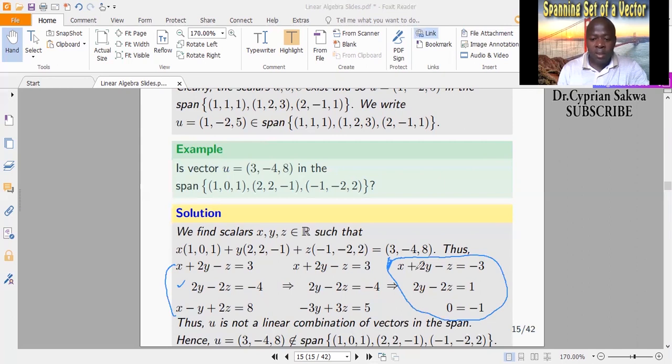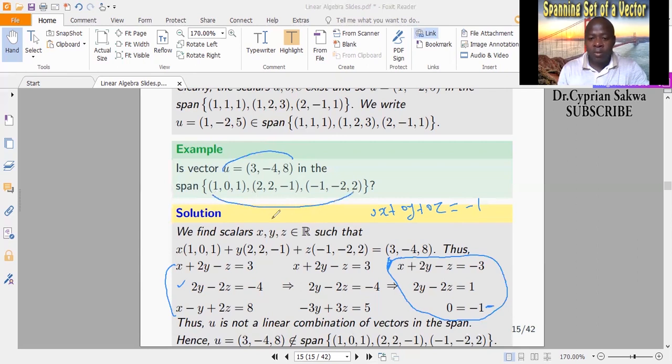But what interests me very much is this last row. This last row implies that 0x plus 0y plus 0z would give us negative 1, which is not possible. So that means we cannot find the scalars x, y, and z such that when you multiply them by zeros and add the results, you would get negative 1. So since these scalars do not exist, it means that this U cannot be written as a linear combination of these vectors.